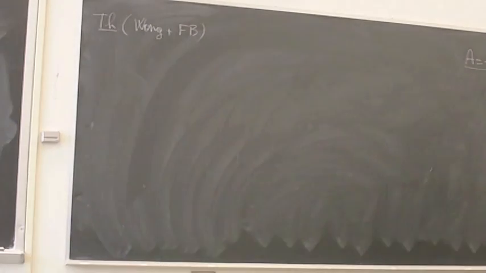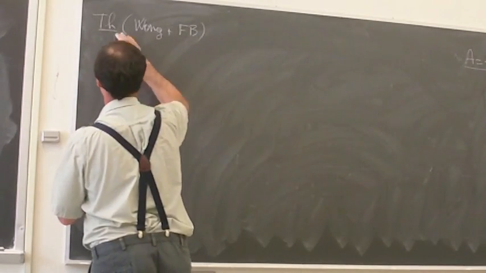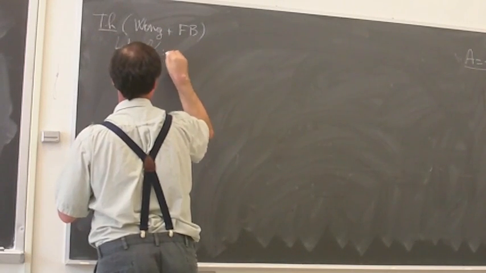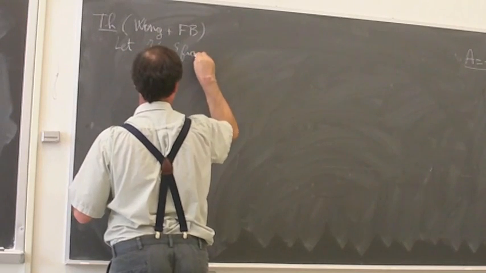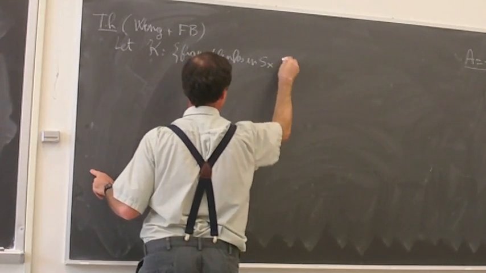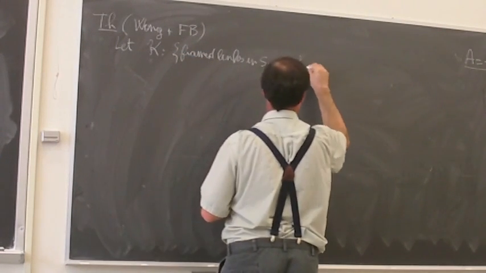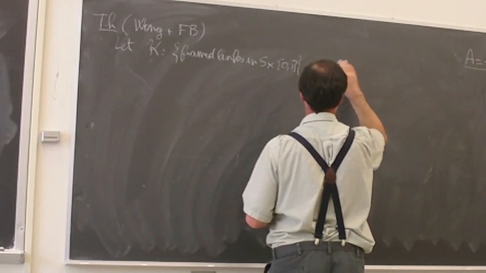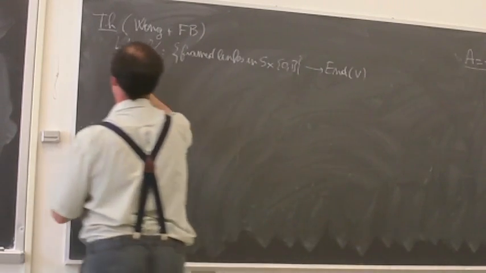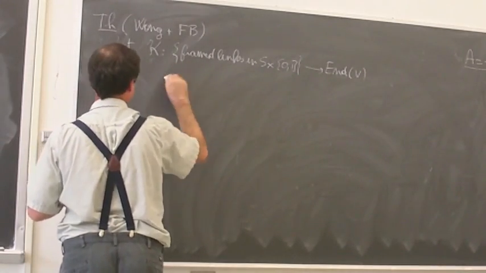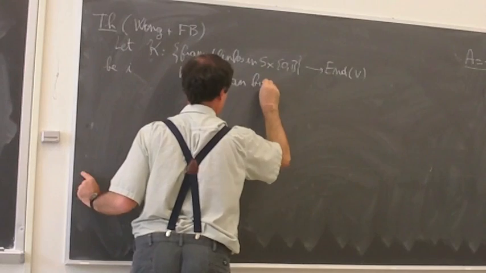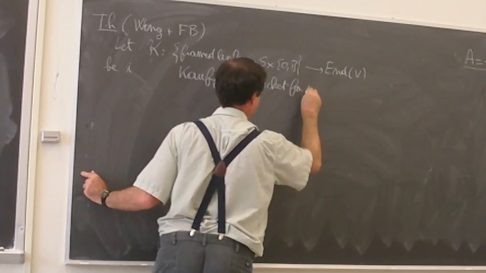It is the following. Let K be from the space of framed links in S cross [0,1] to C. No, not to C: I graduate to the endomorphisms of V, and so B, a Kauffman bracket. I'm going to put more attributes for A.